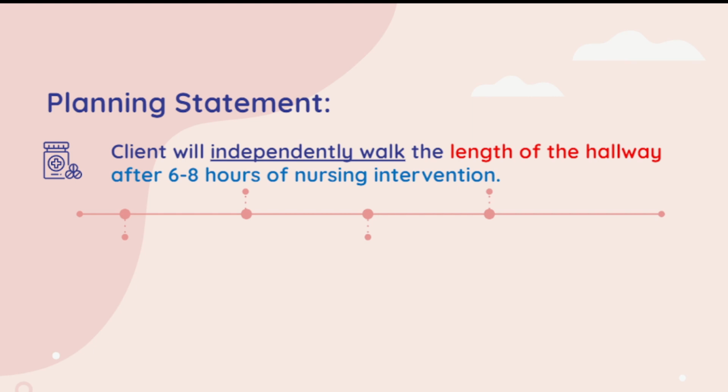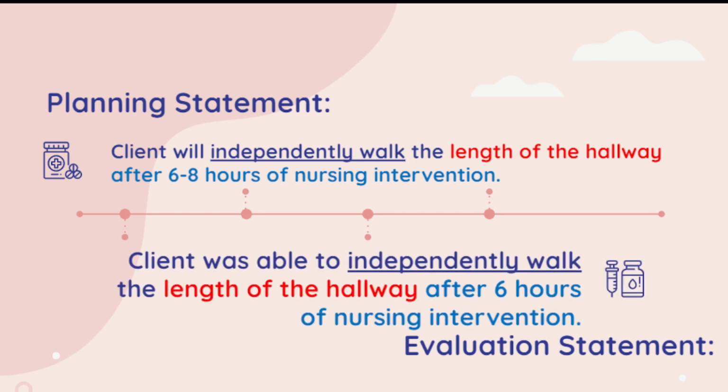Say this is our planning statement. The client will independently walk the length of the hallway after 6 to 8 hours of nursing interventions. And for our evaluation statement, the client was able to independently walk the length of the hallway after 6 hours of nursing intervention. So take a look at this. Your planning statement is stated in future tense, but the evaluation statement is stated in past tense, because the interventions were already done.